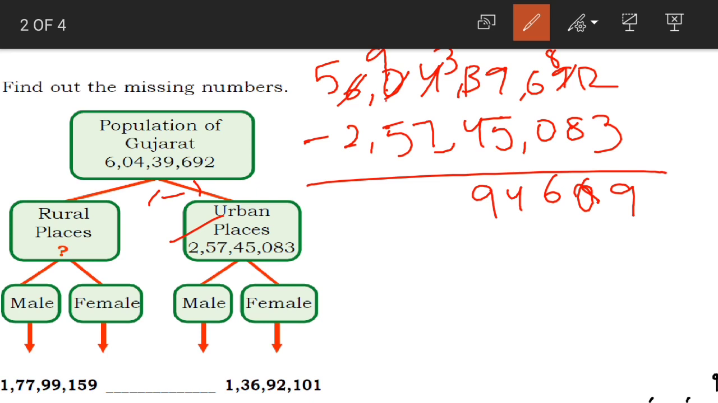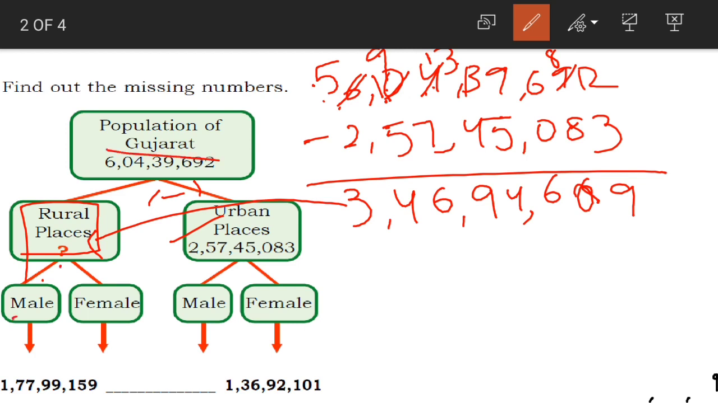Yes, children, when we borrow from 0, 0 becomes 9. But actually 0 has nothing to give, right? So first 0 borrows from 6. So 0 becomes 10, 6 becomes 5. Now from this 10, 4 borrows. So 10 becomes 9, 3 becomes 13. 13 minus 7 is 6, 9 minus 5 is 4, 5 minus 2 is 3. What is this, children? 3 crores 46 lakhs 94,609. This is the total number of people living in the rural area of Gujarat.